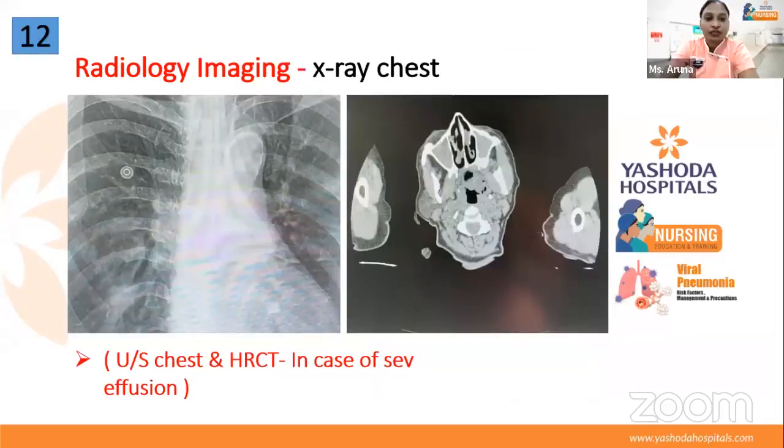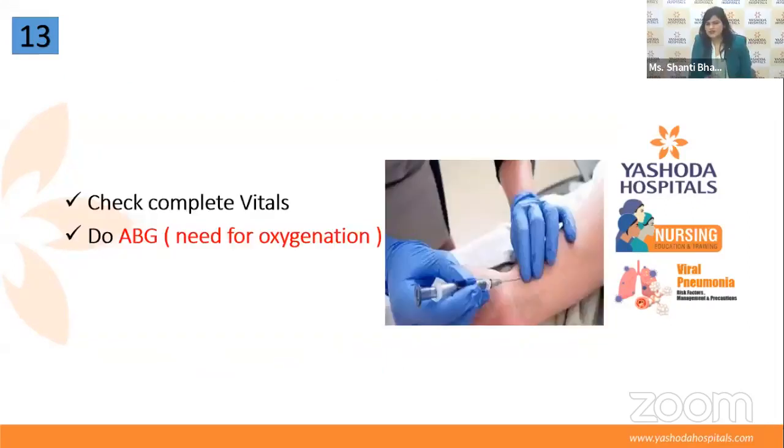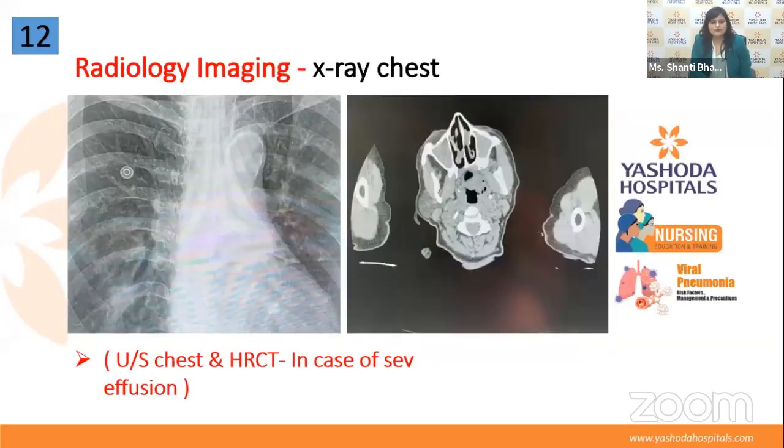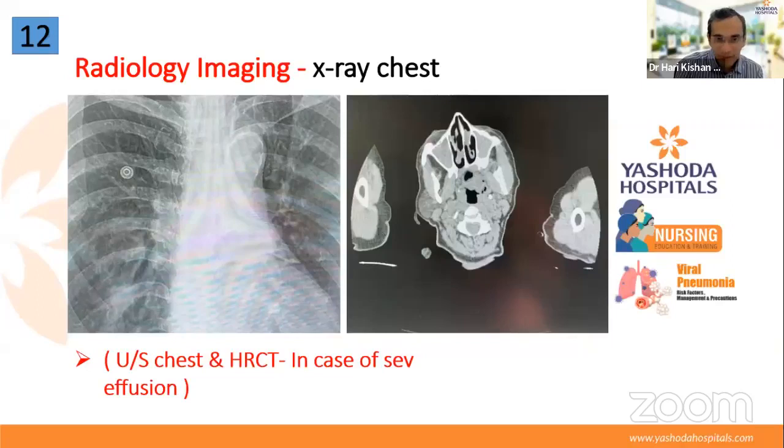And also we need to do a chest X-ray for mild inflammation. Ultrasound chest and HRCT are required in case of severe effusion. I think, sir, this is also the right intervention: in case of mild infection, the X-ray, and if the patient is very, very sick, requiring oxygen, then more.